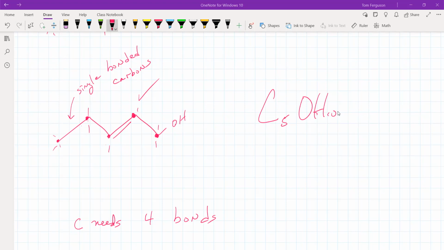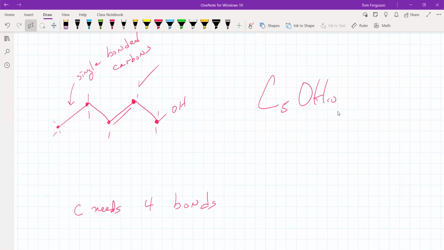Okay. It's kind of like bookkeeping with carbon. Carbon needs 4 bonds. So what's attached to it, so that you can get those number of hydrogens and other things attached.